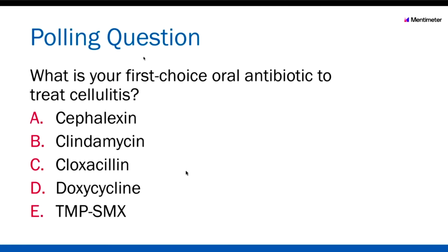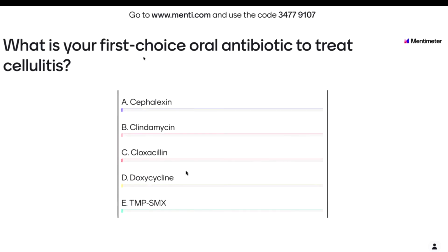So this brings us to our next polling question. What would be your first choice oral antibiotic to treat cellulitis in the emergency department? Would it be cephalexin, clindamycin, cloxacillin, doxycycline, or a sulfa-medication? We'll give you about 30 seconds to answer that before we move on.